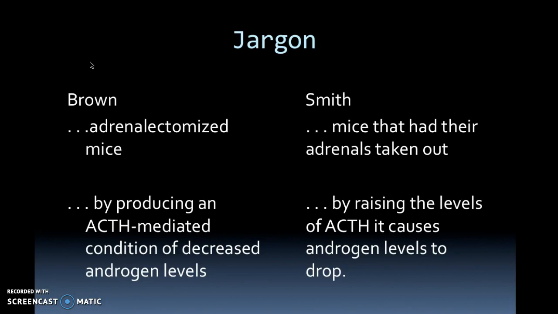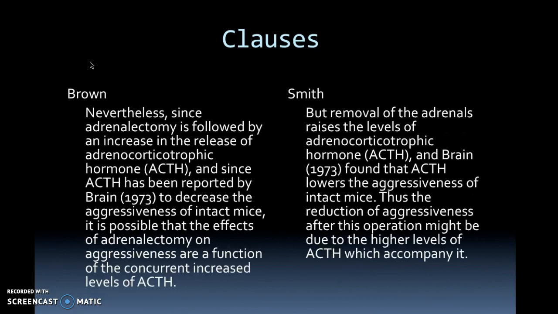So in Brown, "adrenalectomized mice" becomes "mice that had their adrenals taken out," a little longer but clear. "By producing an ACTH-mediated condition of decreased androgen levels": ACTH-mediated is a little ambiguous, and when you change that to "by raising the levels of ACTH, it causes androgen levels to drop," you get rid of the jargon and make what's happening clear.